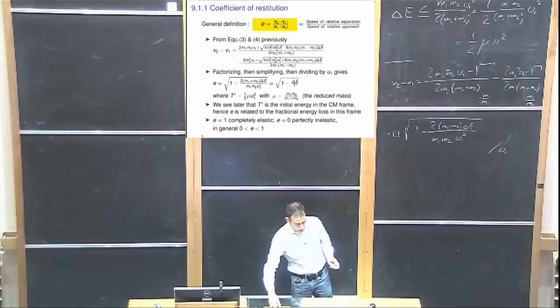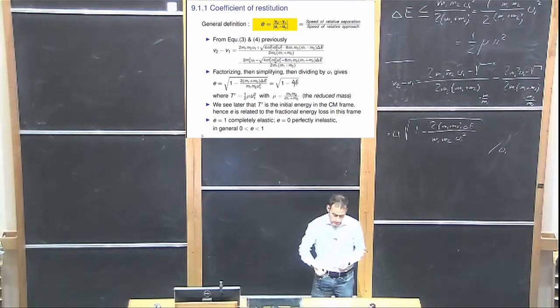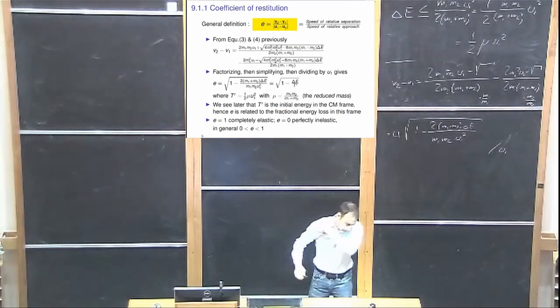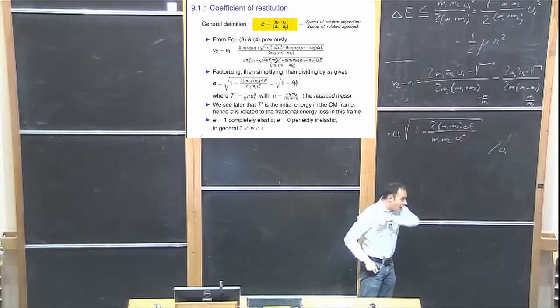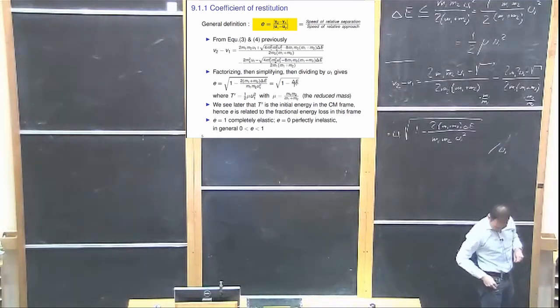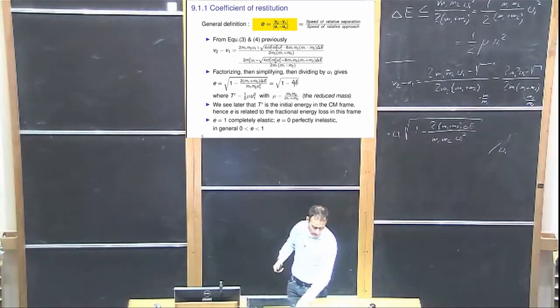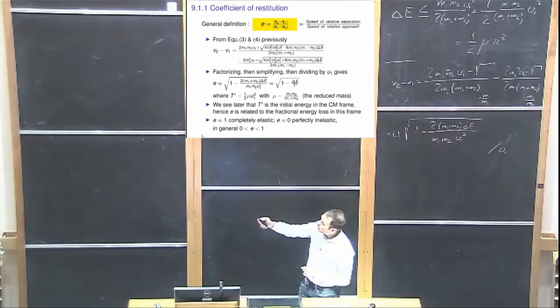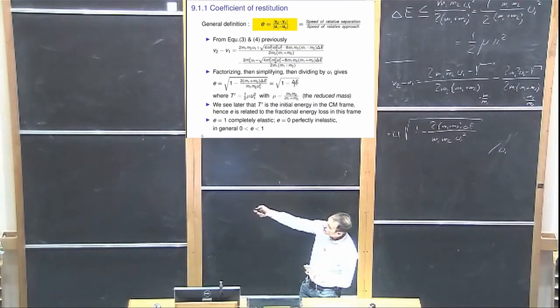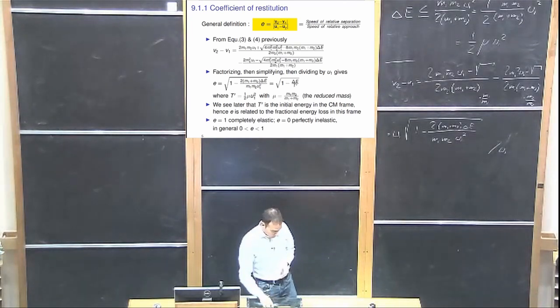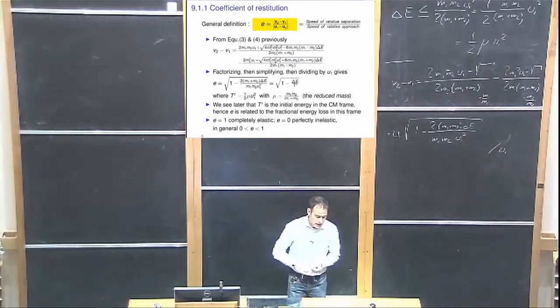and we'll see later that this is the initial energy in the center of mass frame. So the two limiting cases. This is the limiting case. E equals 1 is completely elastic, so you see no energy is lost, and E equals 0 is perfectly inelastic. And in general, as we've had it in the Newton's cradle before, there's some energy lost.